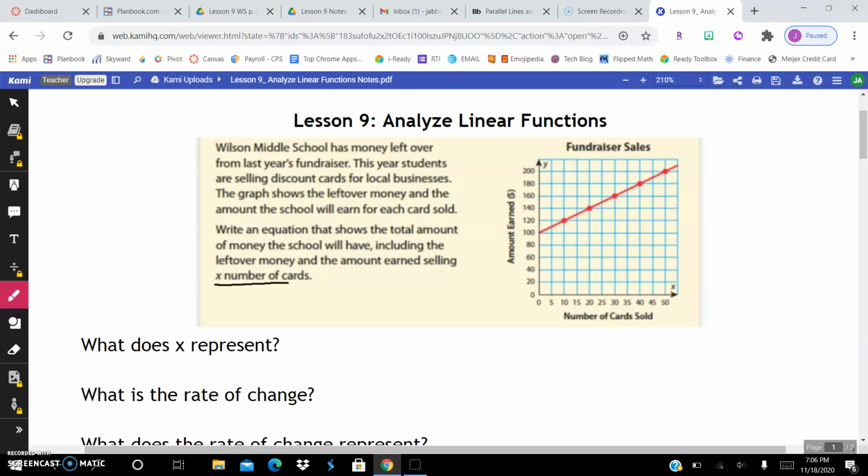Spot number 1 is right here. It tells you X number of cards. And the other thing is looking over here at the graph. The x-axis is right here, and the x-axis is labeled number of cards sold. So there's actually two different spots that you could have figured that out from.